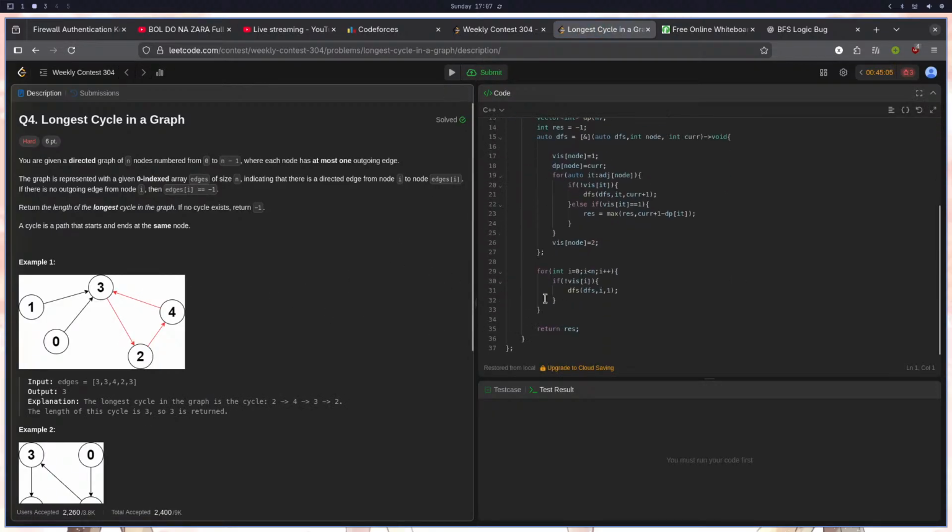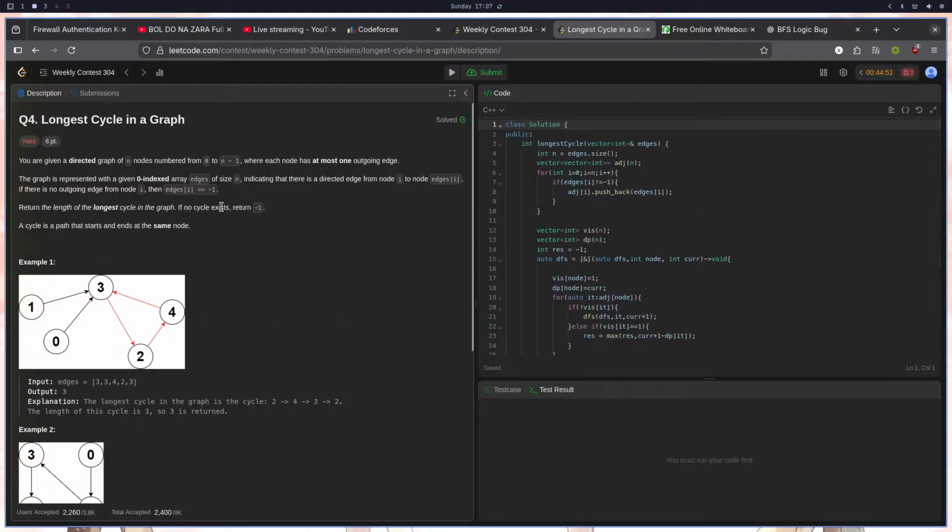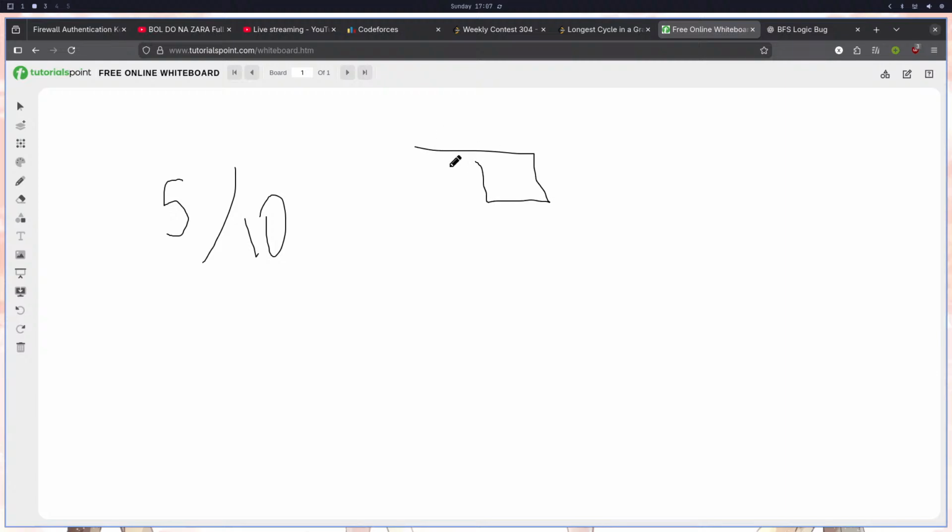Nothing much, we did the regular DFS thing where we do 0 1 2 DFS in a directed graph. Then on this we had a condition, right, that from a node there can be at most one outgoing edge. So if a cycle is forming at a node, if there is at most one outgoing edge, then there can be at most one cycle that starts with that node and ends with that node, right?